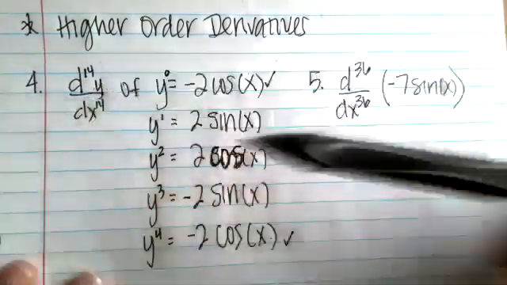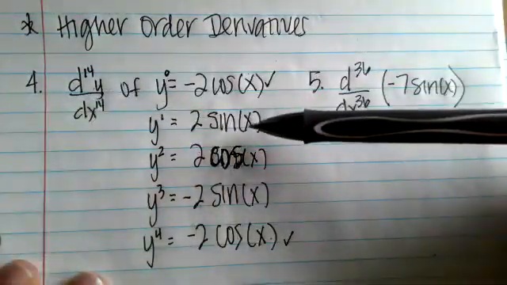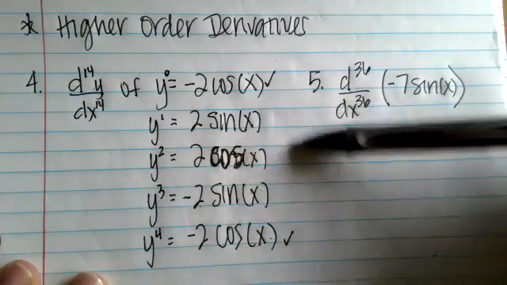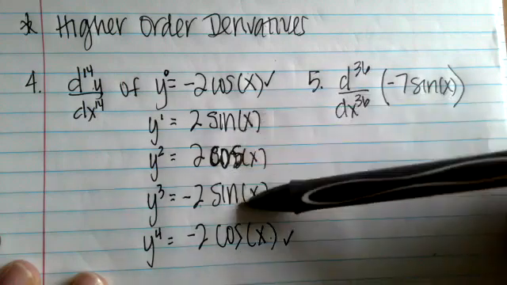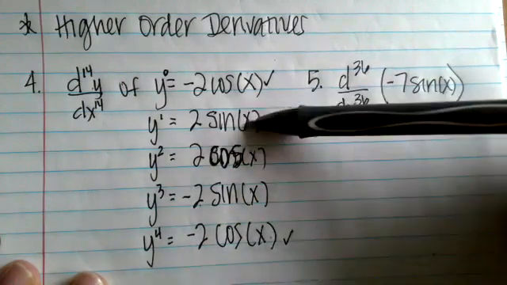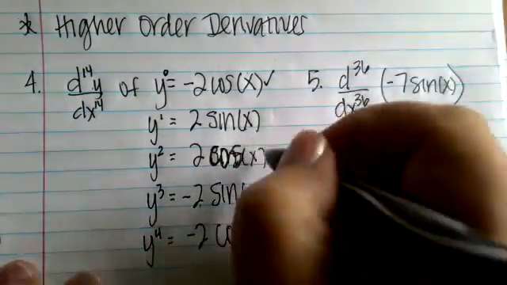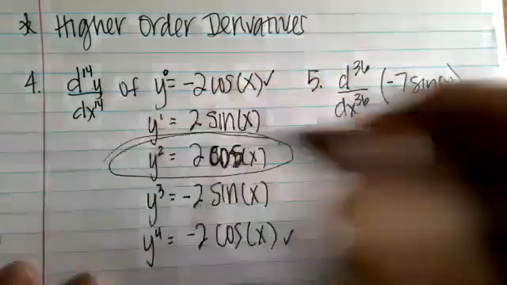So if we're trying to find the 14th derivative, follow with me here. Ready? 1, 2, 3, 4, 5, 6, 7, 8, 9, 10, 11, 12, 13, 14. And so that would be the one that we would pick.